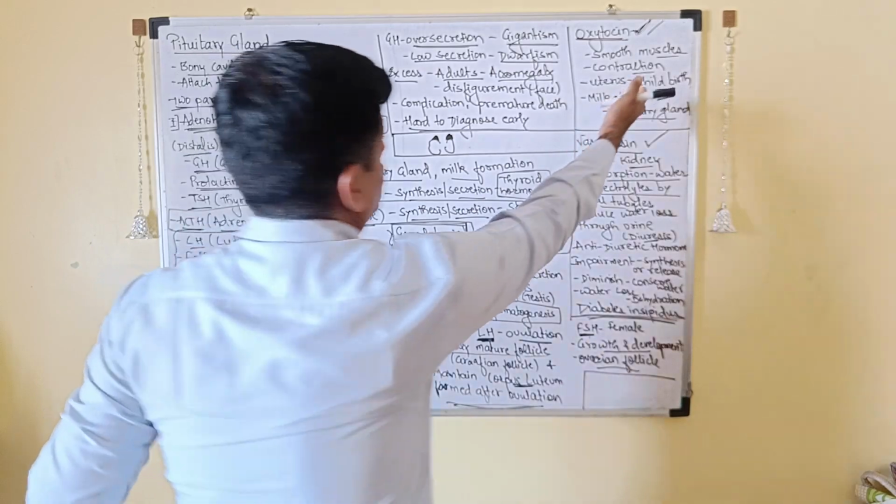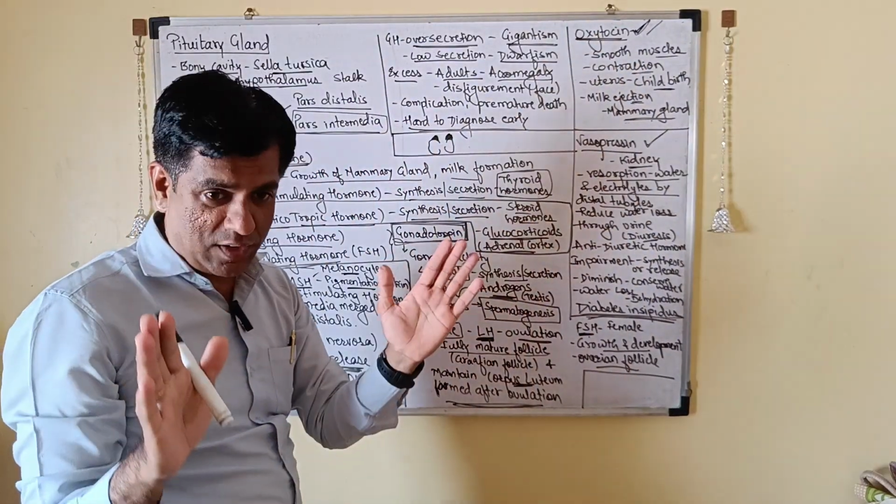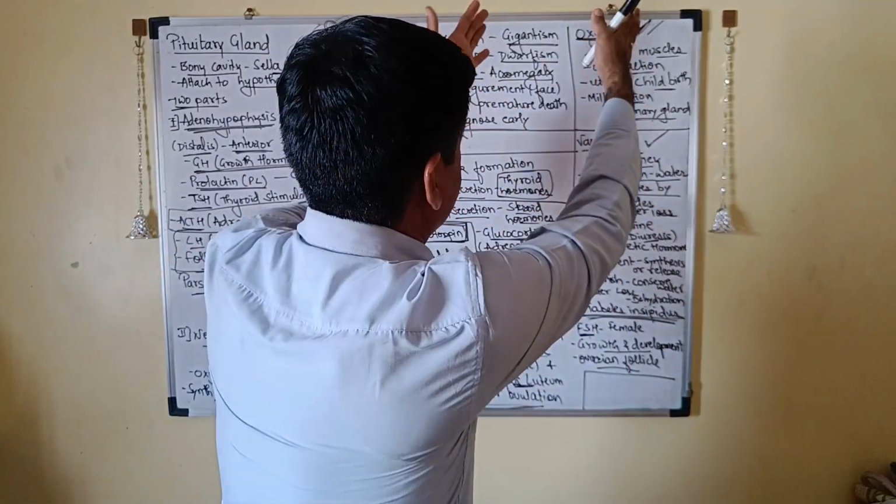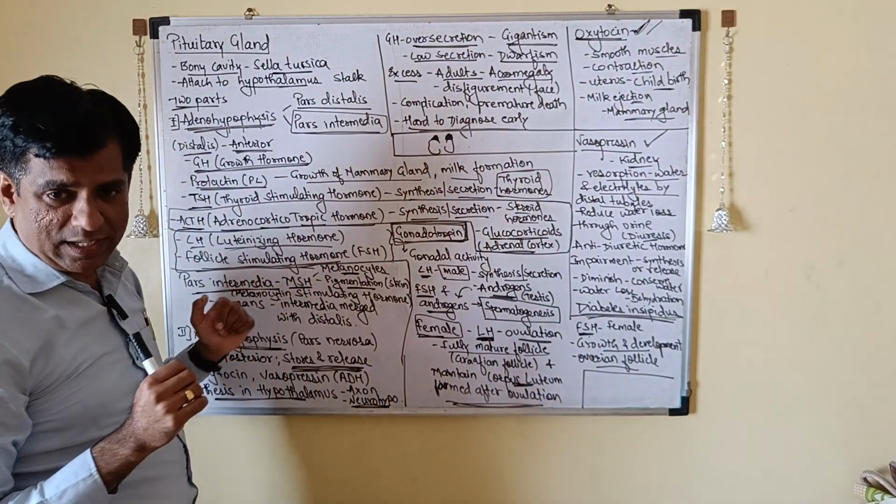See, there is a difference. Here they have told milk ejection. So look at the question they have asked. If they are talking about milk ejection, it is oxytocin. Milk formation, it is prolactin.